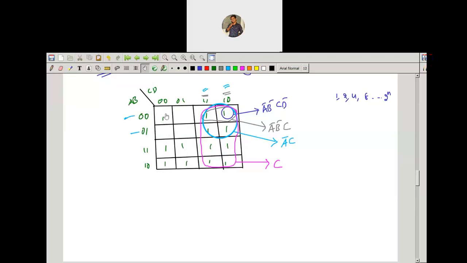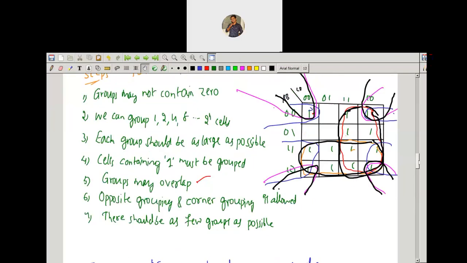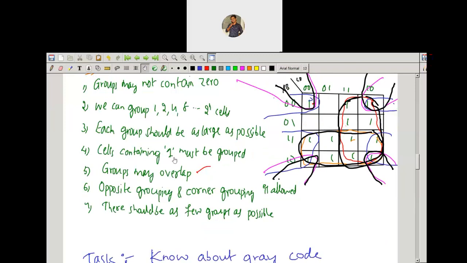You can observe this cell and these 4 cells, right? So we should not leave like that. You can observe the fourth point. Cells containing 1 must be grouped, as well as the groups may overlap. I will cover this fourth point and fifth point. I will explain this one.